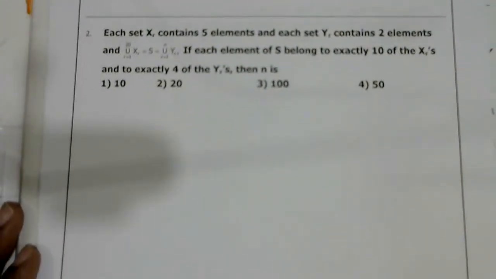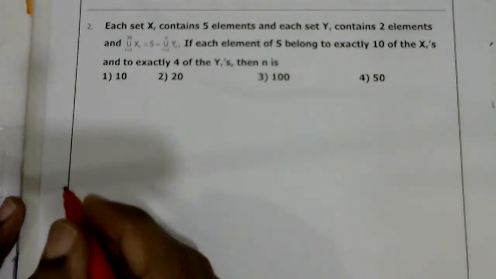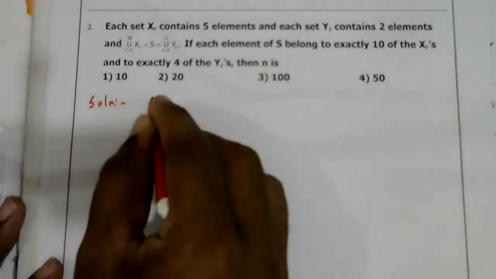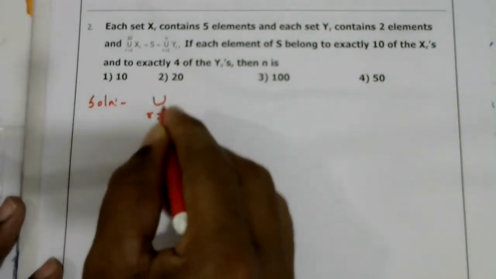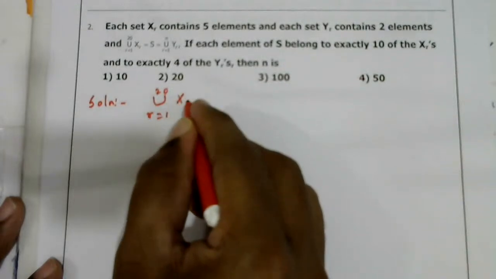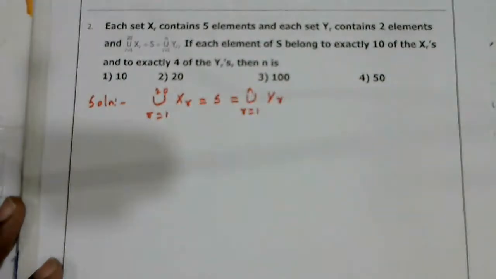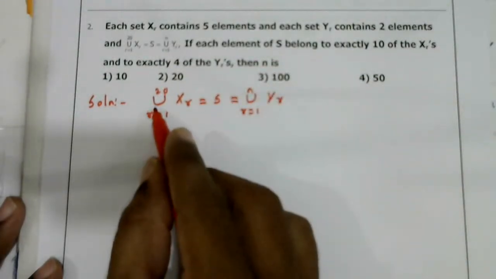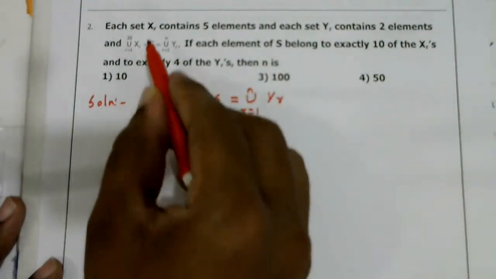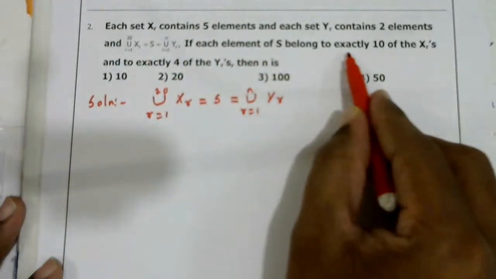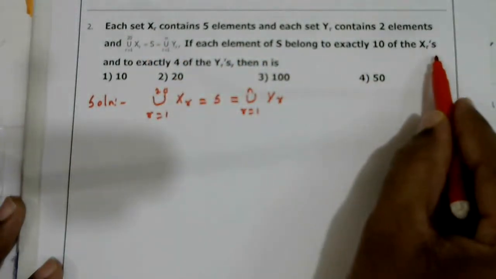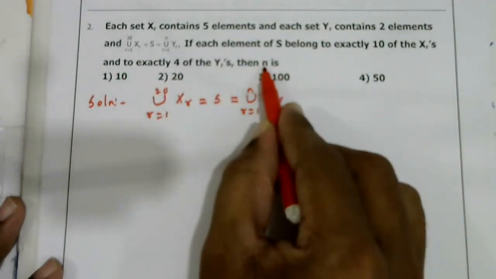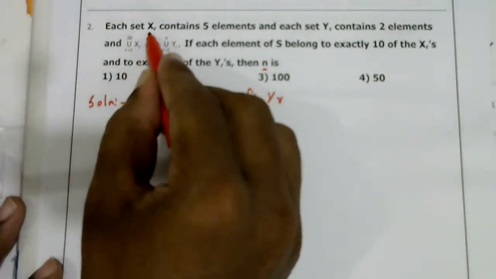The second question says: each set X_r, where the union of X_r runs from r equal to 1 to 20. So if each element of S, where S is the union of the X_r, belongs to exactly 10 of the X_r and to exactly 4 of the Y_r, then what is the value of n asked? Okay, each set X_r contains how many?